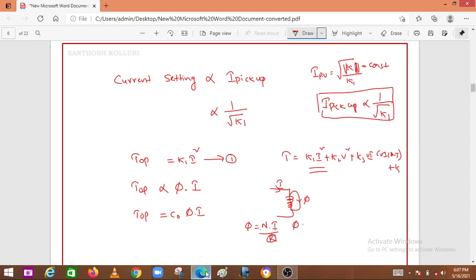So I can write this flux as another constant C1 into N into I. What is this constant C1? It is nothing but 1 by R. So now my flux will be C1 into N into I. This can be substituted here. So the operating torque is equal to C naught, and the value of phi is C1 into N into I. This is my operating torque.